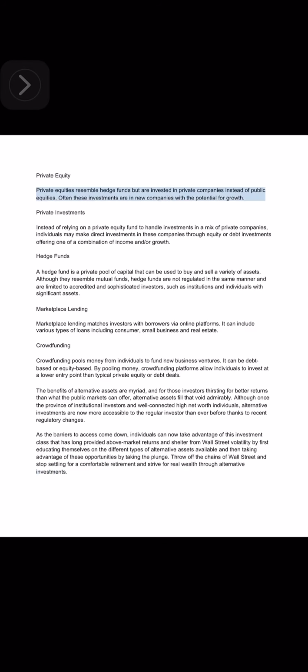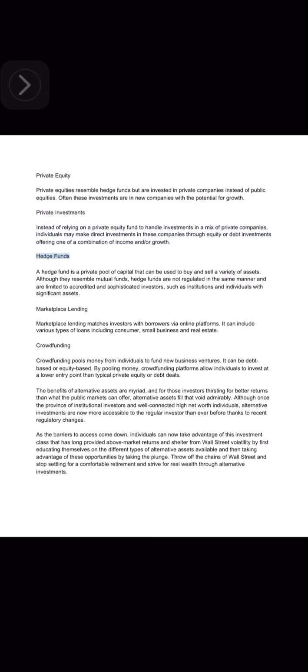Private equity. Private equity resembles hedge funds but is invested in private companies instead of public equities. Often these investments are in new companies with the potential for growth. Private investments: instead of relying on a private equity fund to handle investments in a mix of private companies, individuals may make direct investments in these companies through equity or debt investments, offering one or a combination of income and/or growth.